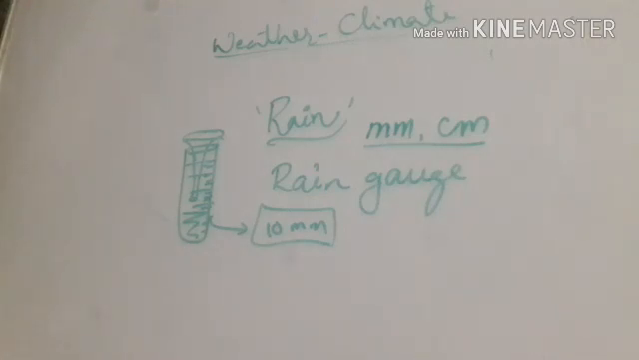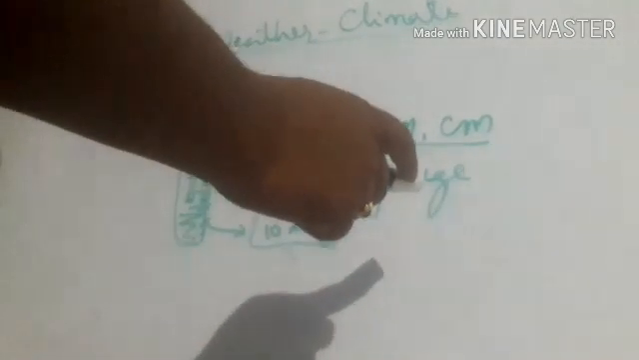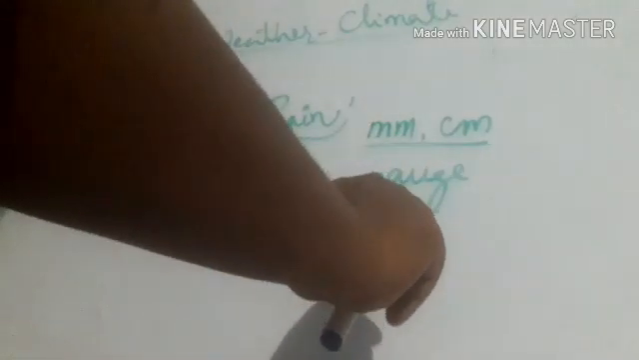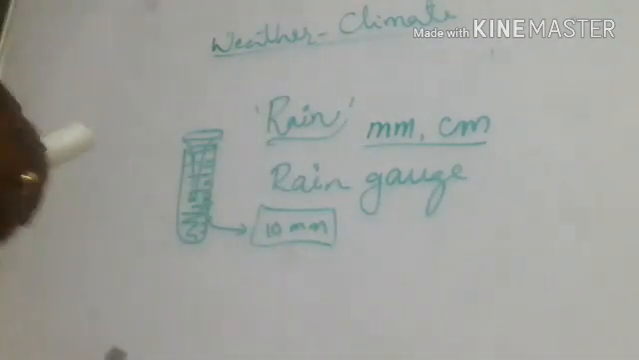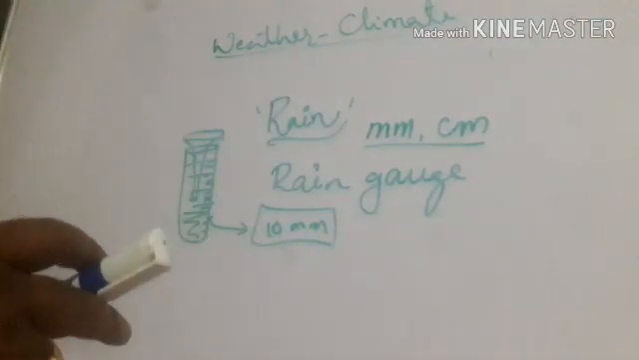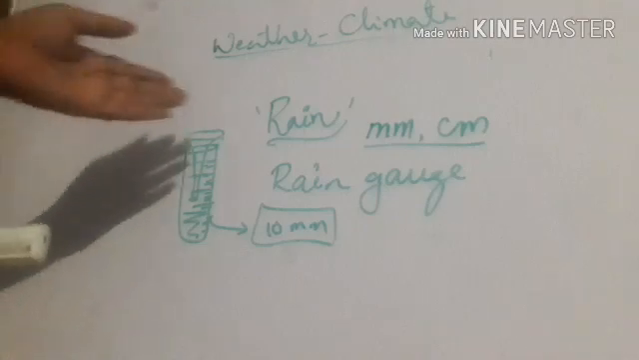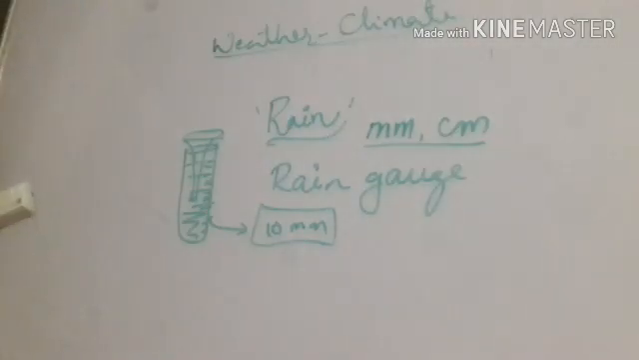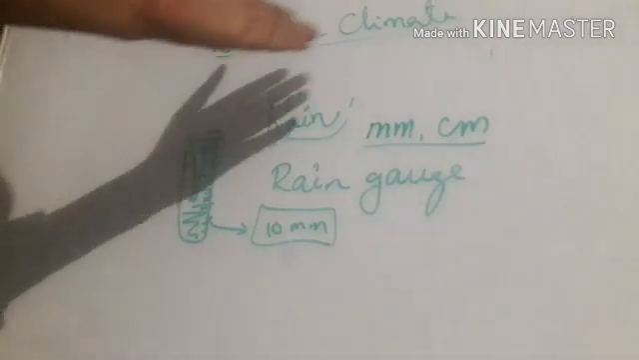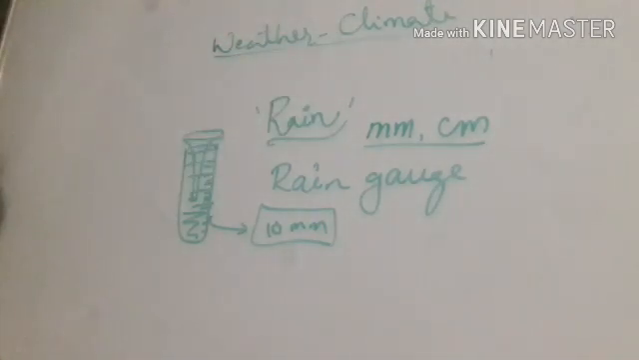Okay, so with this we completed the four weather components and climate components, and we know that if these components change easily, then it is called weather. Whereas if there is no change in the weather components like wind, temperature, humidity, rainfall, and they are constant for a longer period, then it is said to be climate. It is called climate.